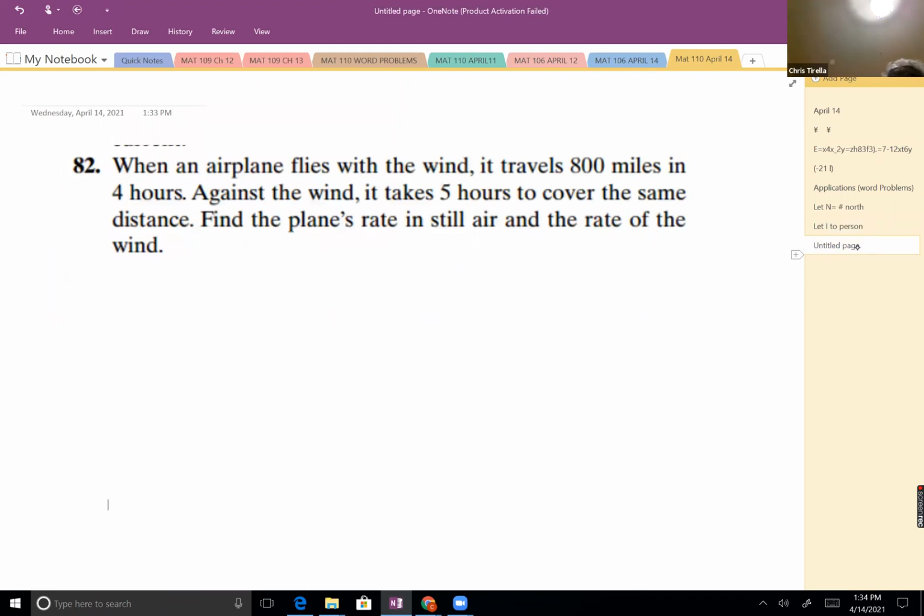The airplane flies with the wind. It travels 800 miles in 4 hours. Against the wind, it takes 5 hours to cover the same distance. Find the plane's rate in still air and the rate of the wind. There are 2 things that we need to have as background knowledge before we look at this. First, is everybody familiar with the idea that rate times time equals distance?